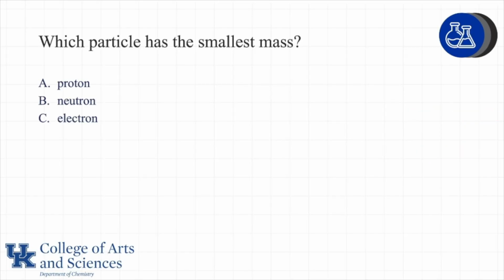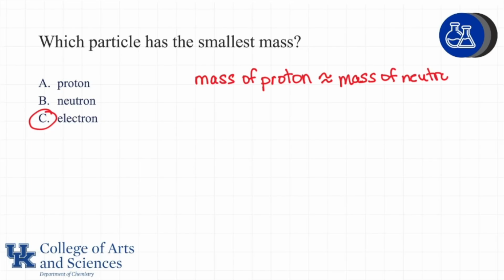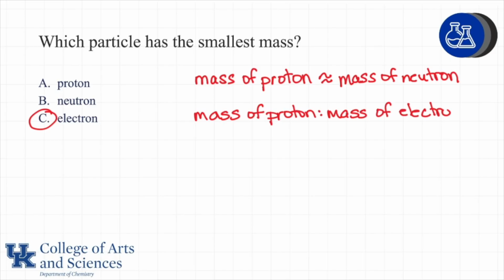Which particle has the smallest mass? Electrons have the smallest mass. They are much smaller. The mass of the proton and the mass of the neutron are approximately equal to one another. The mass of a proton compared to the mass of an electron is much greater, about 1836 to 1. So the mass of a proton is 1,836 times bigger than the mass of an electron.